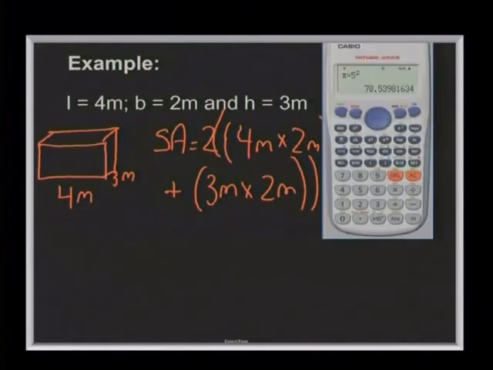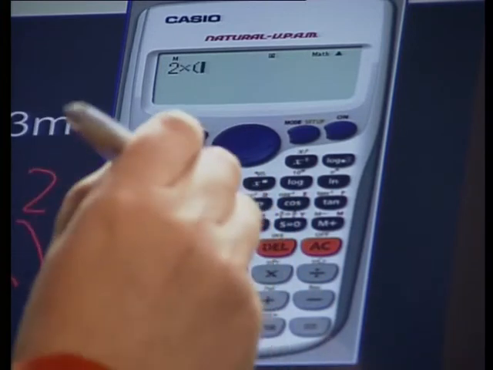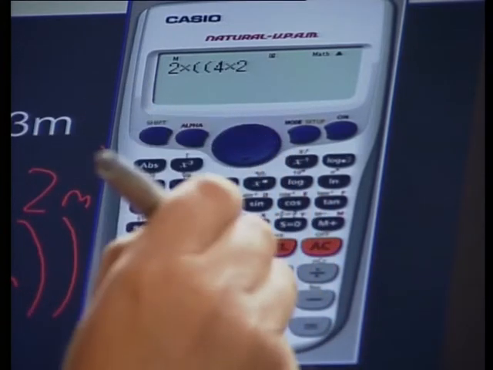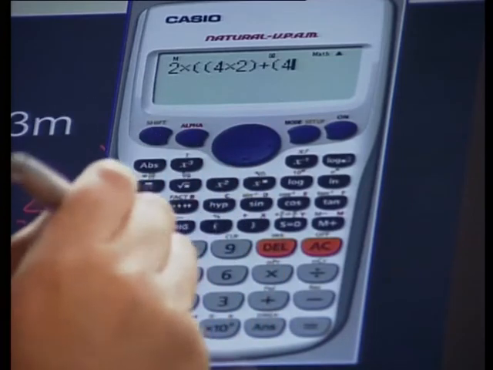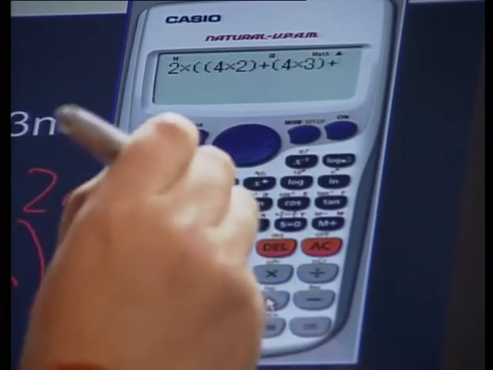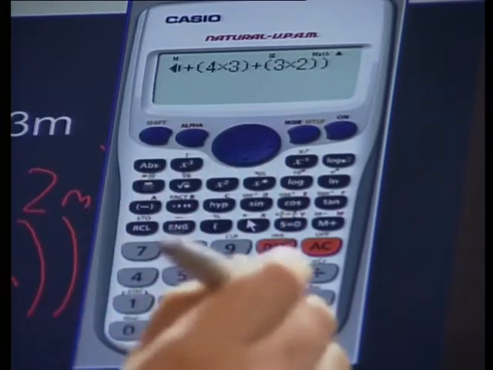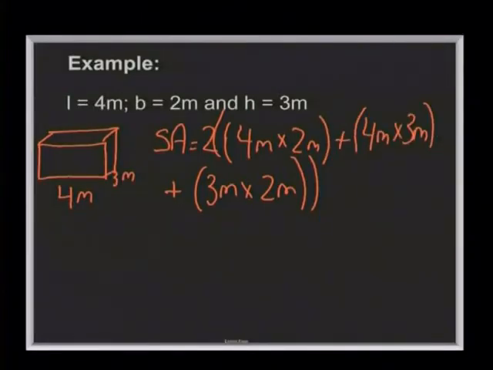Let's get our calculator out. Right, so we've got 2 times. Open our bracket. Open a separate bracket for each one of the sides. So it was 4 times 2, close bracket, plus 4 times 3, close that bracket, plus, open the last bracket, 3 times 2, and close the big bracket, and we end up with an answer of 52. So our answer is, and we're dealing with surface area, two-dimensional, 52 meters squared.